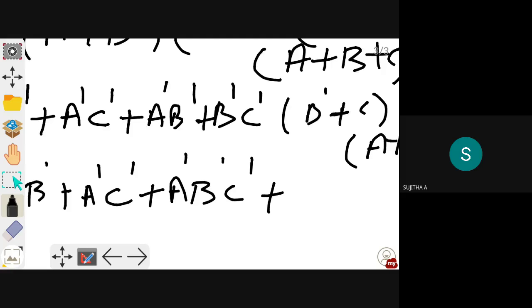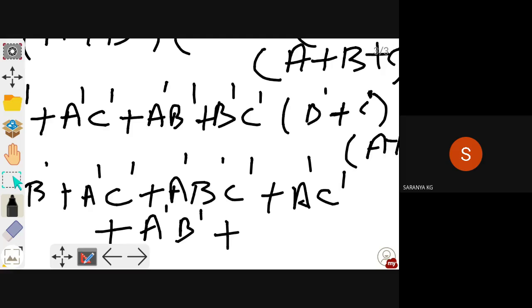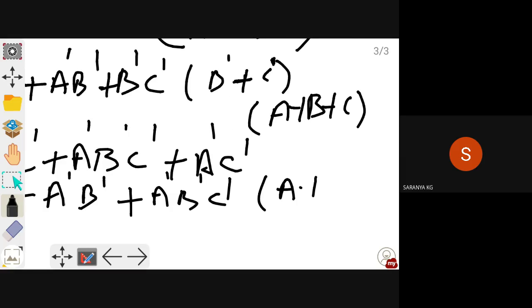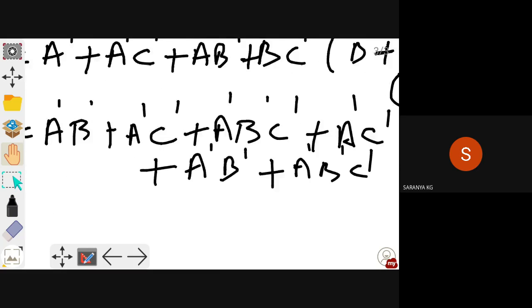C into C dash will be 0. So then you will get A dash C dash plus A dash B dash plus A dash B dash C dash, into A plus B. Duplicate terms you eliminate at this stage itself.